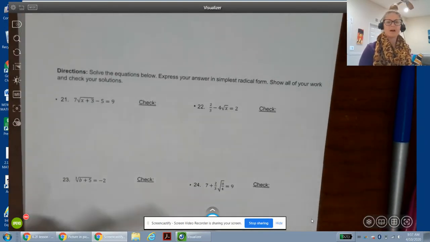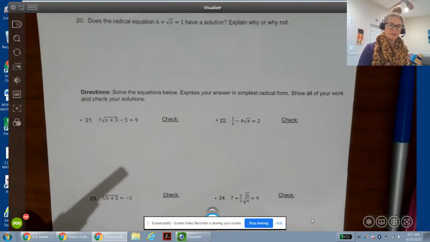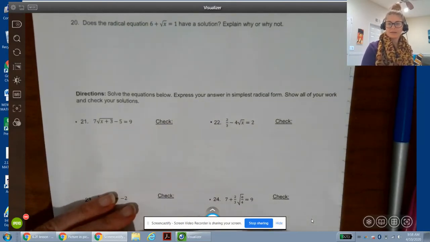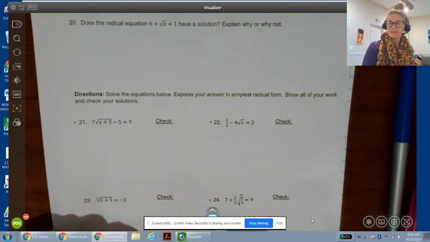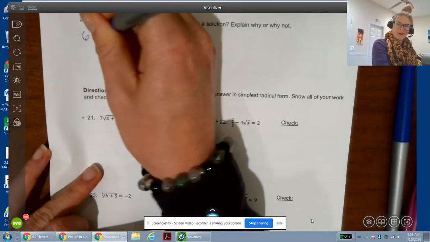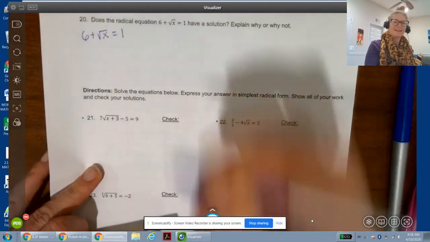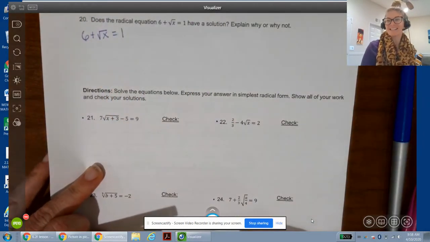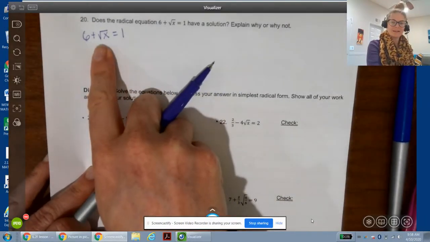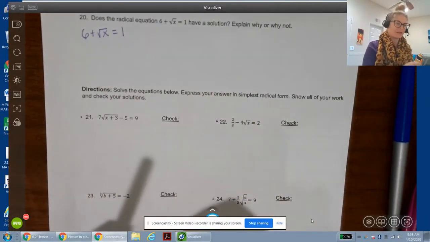First, I want to think about taking a look at an equation and thinking about how many solutions it's going to have. So this is 6 plus the square root of x equals 1. How many solutions does this have? Why do you think that? Let's think about the first operation that we're going to do. First thing we're going to do is rewrite the problem. Next thing we're going to do is isolate your radical expression. Notice this radical expression isn't isolated already because we have that 6 plus.